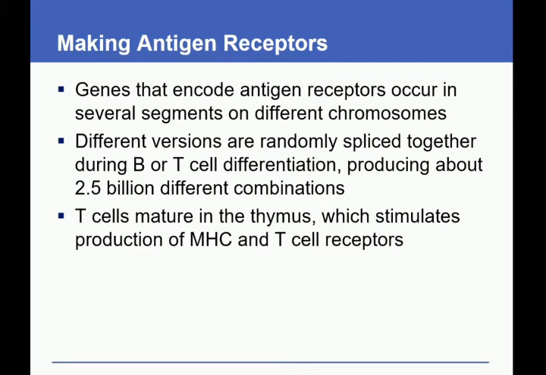Making antigen receptors: the genes that encode antigen receptors occur in several segments on different chromosomes. Different versions are randomly spliced together during B or T cell differentiation, producing about 2.5 billion different combinations. T cells mature in the thymus, which stimulates production of MHC and T cell receptors.